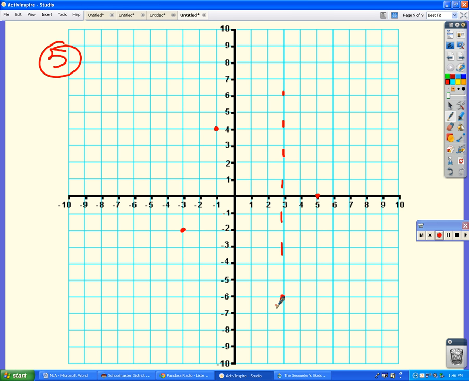which, no, 3, -7. Did I count wrong? No. Okay. So that doesn't work.